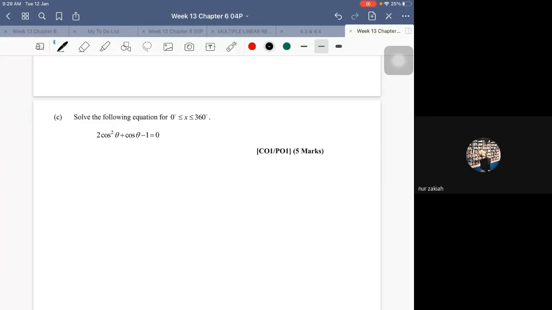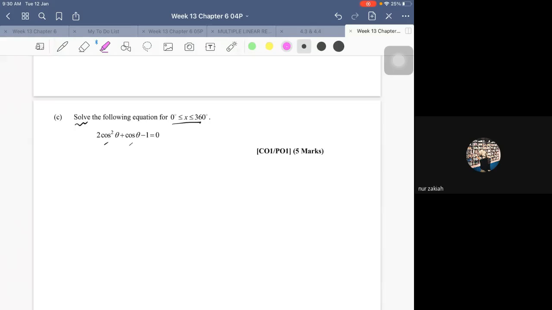So x, automatically, kalau dia kata solve, kita kena cari nilai x dalam unit apa? For this case it's going to be in degree unit. So kita ada 2 cos square theta tambah cos theta tolak 1 sama dengan 0. Okay, first kali kita kena make sure semua trigo dalam bentuk function yang sama. So yang ni cos, yang ni pun cos, tak ada masalah. Satu tu constant, biar je dia. Okay, we don't have problem in term of that.